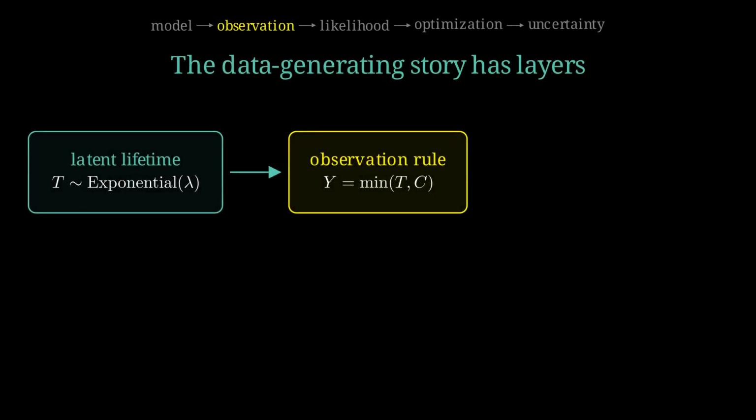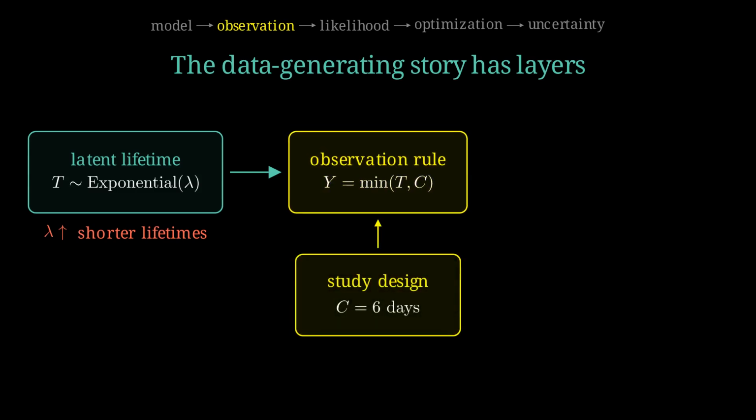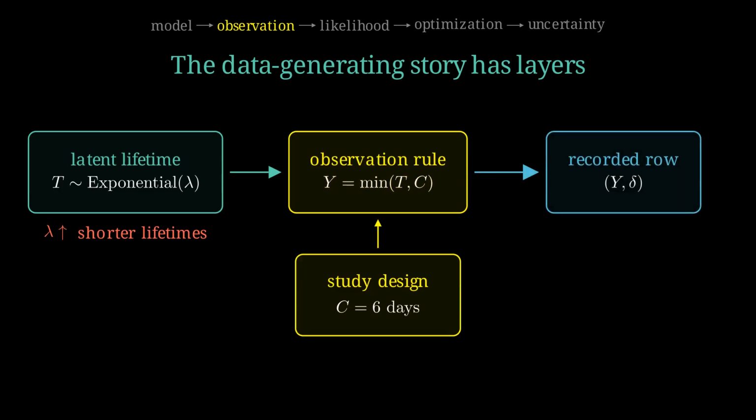Use a simple exponential lifetime model with rate parameter lambda. A larger rate means shorter lifetimes on average. Separately, the study design fixes an administrative cutoff at 6 days. The latent lifetime and the cutoff meet inside the observation rule. For each machine, record whichever comes first, failure or the cutoff.